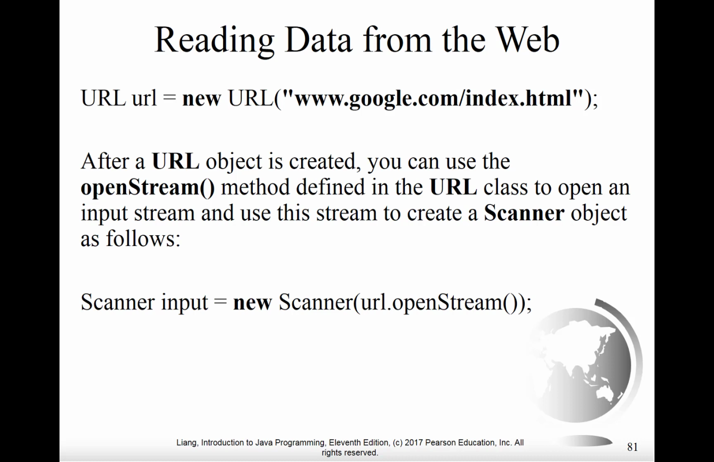and treat it exactly the same as you would treat a file. In other words, you can use a scanner with this because you can use a scanner with a file. The only difference is instead of providing a file object, you provide a URL object. So you would say Scanner input equals new Scanner, and then as an argument you would say url.openStream(). And now suddenly it looks just like a normal disk file, but it's actually coming to you from the web.